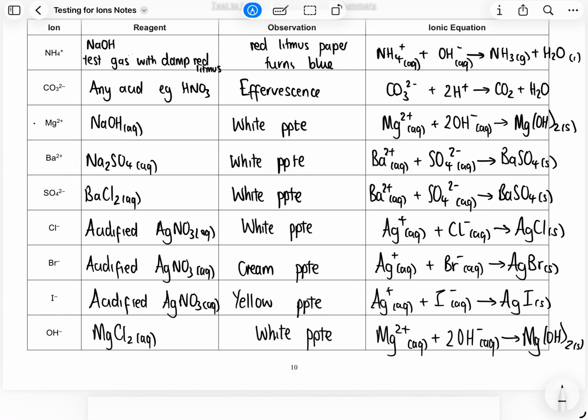So remember, the first two were acid-base, but the last 1, 2, 3, 4, 5, 6, 7 are all precipitation. So positive and negative ions making a solid. State symbols quite important.